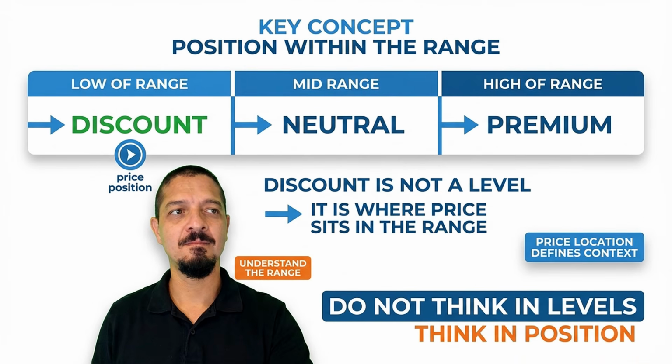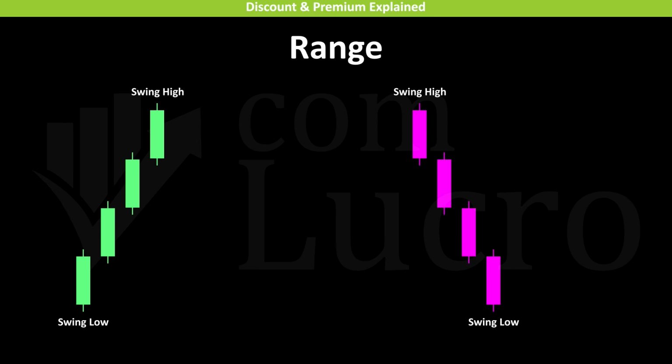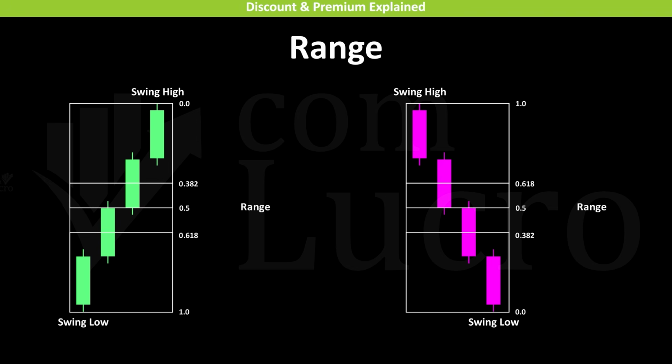And this is where one key concept becomes essential. Because when we say that price is moving into a discount zone, we're not just referring to a level, but to where price is positioned within the entire range. Let's clarify that quickly. What is discount and premium in the ICT method? And why does it matter for how price is analyzed and traded within a range?